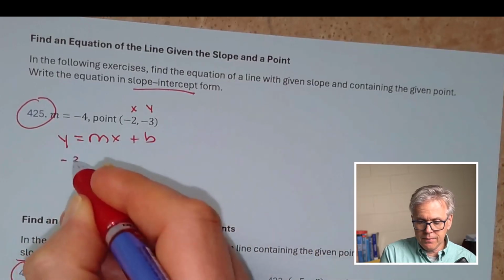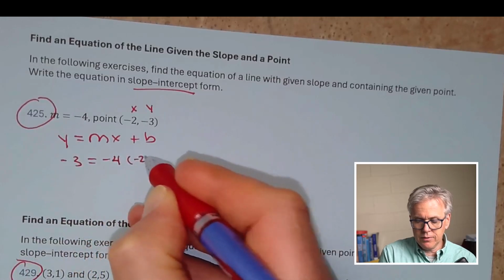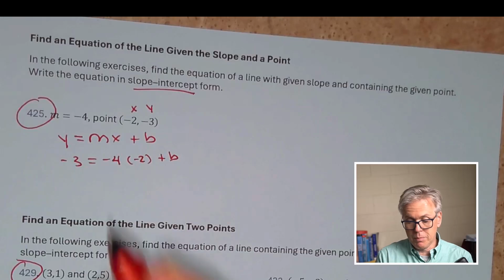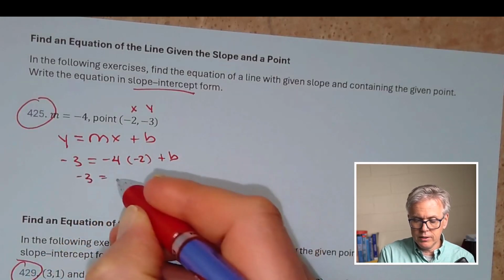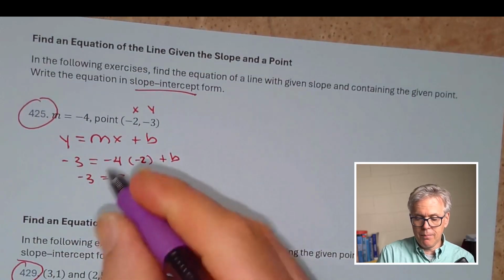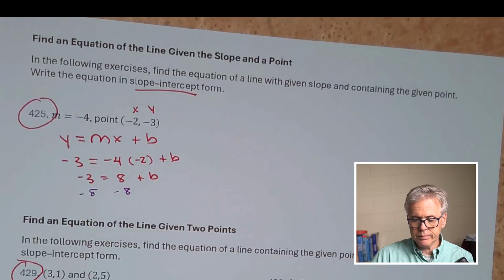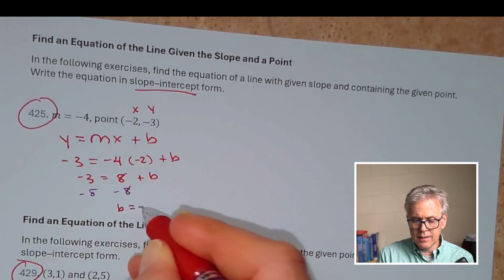So what I'm going to say, negative 3 equals m, which is negative 4, times negative 2, plus b. Just do my math. So I've got negative 3 equals negative 4 times negative 2. It's positive 8, plus b. Solving for b. I'm one step away. We'll subtract 8. So these cancel. Negative 3 minus 8 is negative 11. So b is a negative 11.